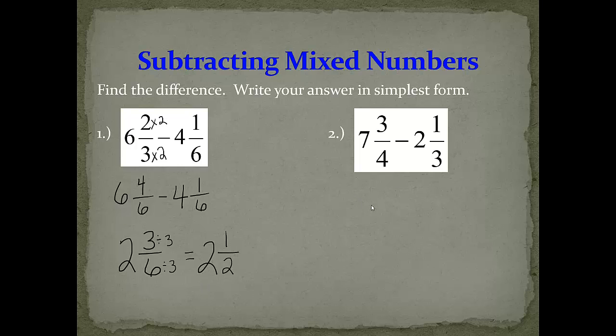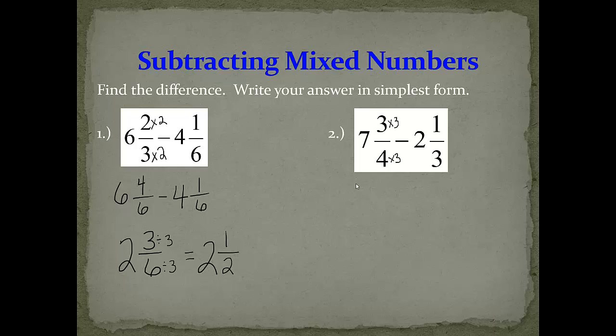Now for number 2, we have 7 3/4 minus 2 1/3. Our first step is to see if we have a common denominator. Our denominators are different, so we need to come up with our least common denominator or our least common multiple. Our least common multiple of 4 and 3 is 12. So we will multiply 3/4 by 3, so that way we can get 12 in our denominator.